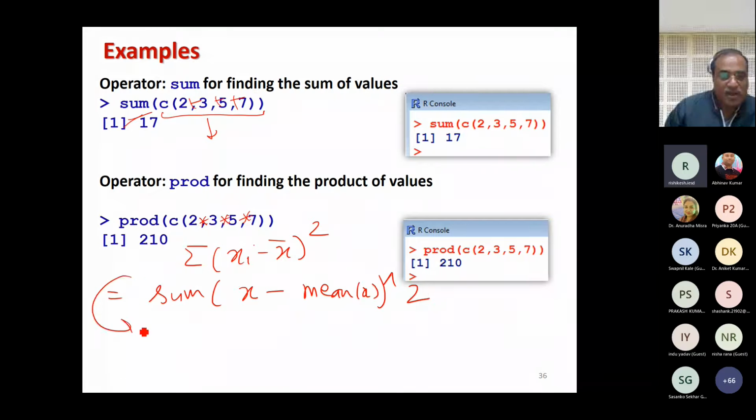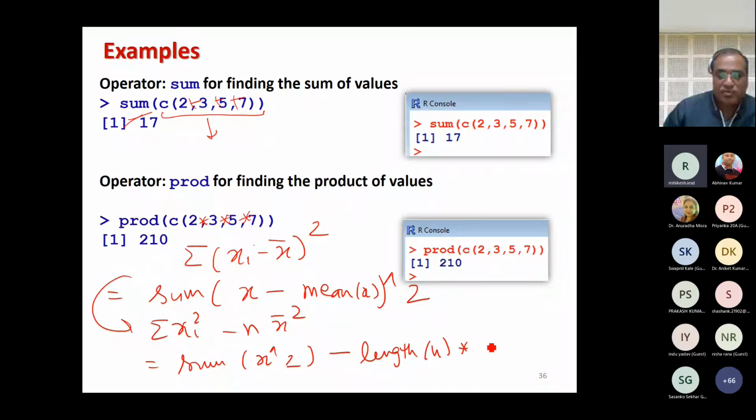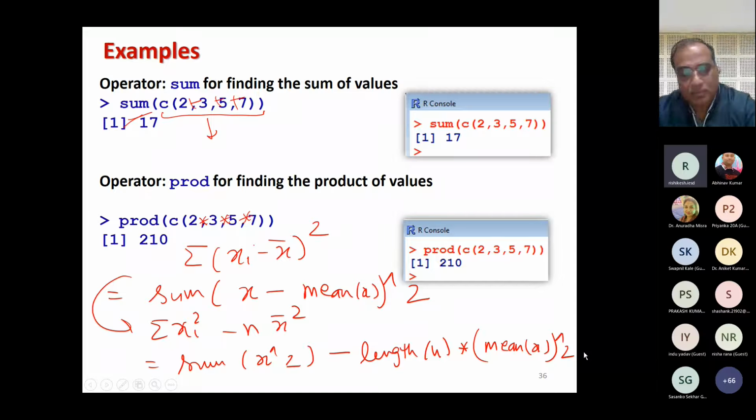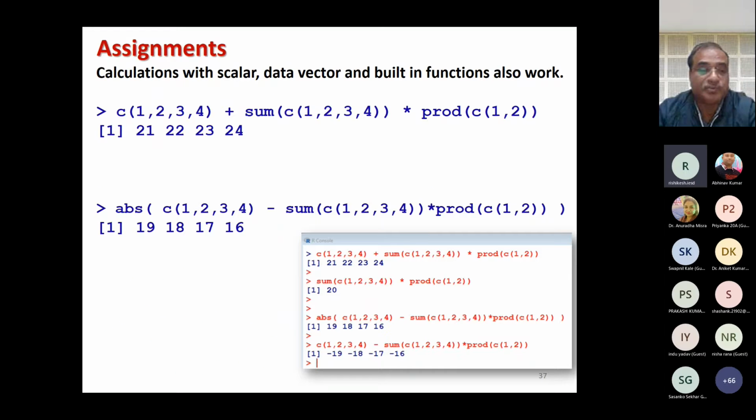And even if you expand it, it is the summation xi square minus n times x bar square. So this becomes the sum of x^2, minus n, where n is the number of elements in the data vector x. For that we have the command length of x, into mean of x, and then whole square. You can see these types of commands can be written very easily. And as a statistician, I do all my programming in the R software and it really helps, I'm telling you.